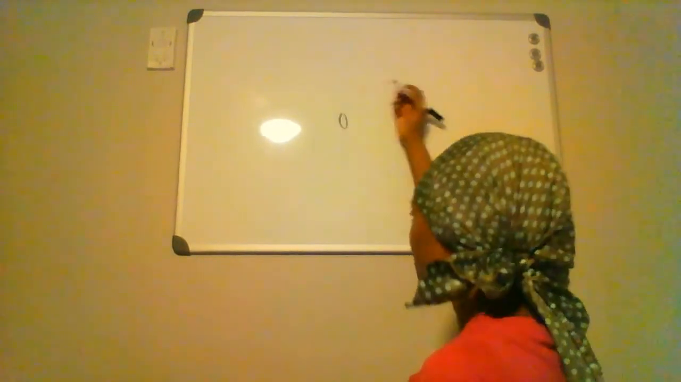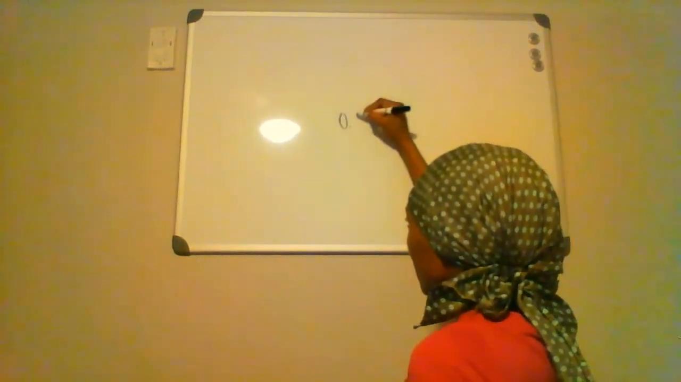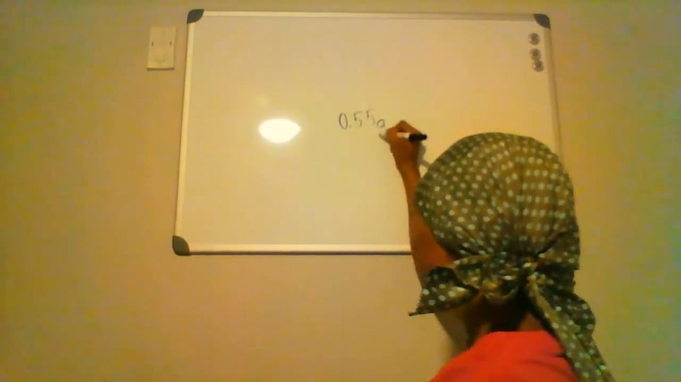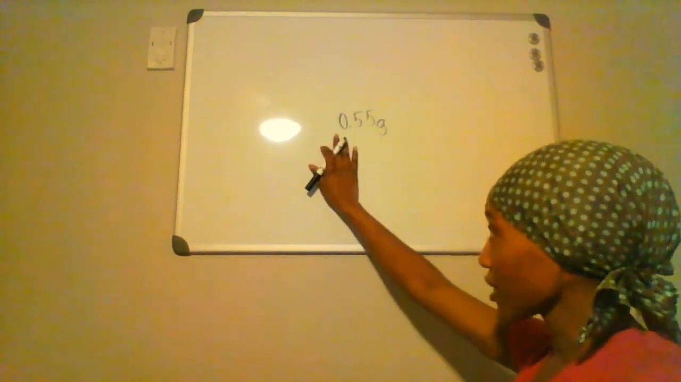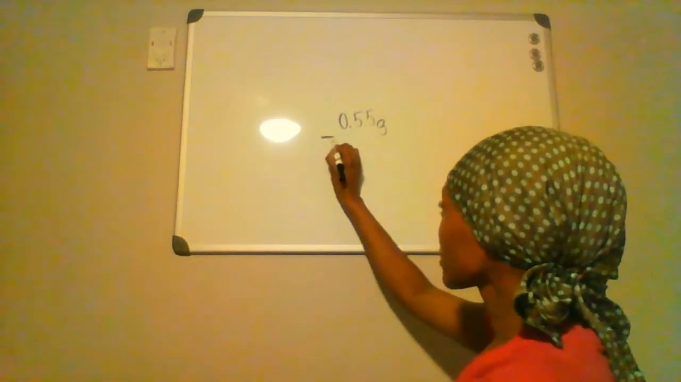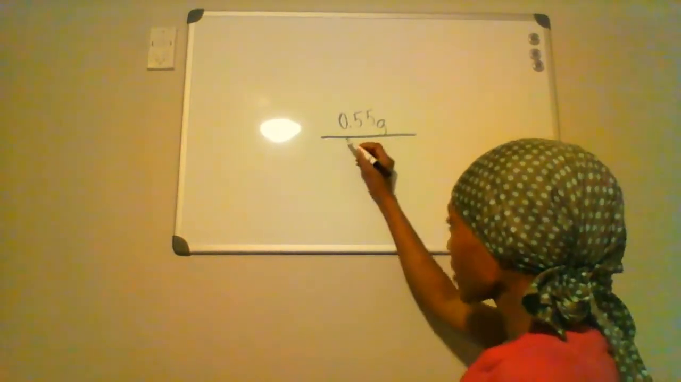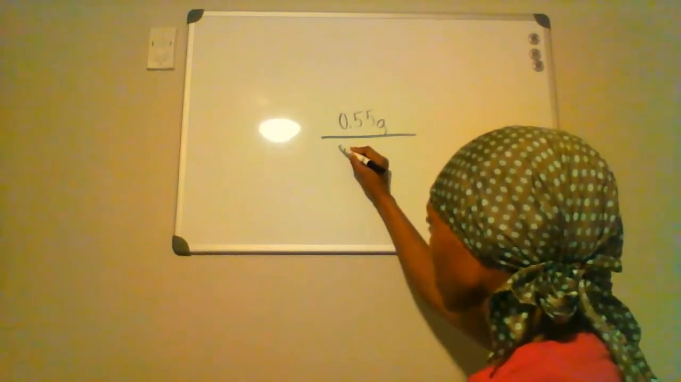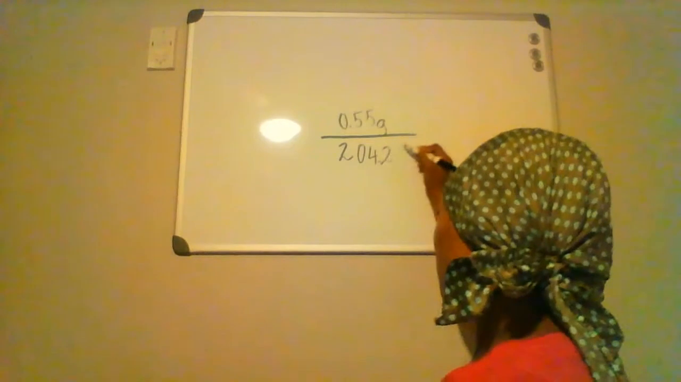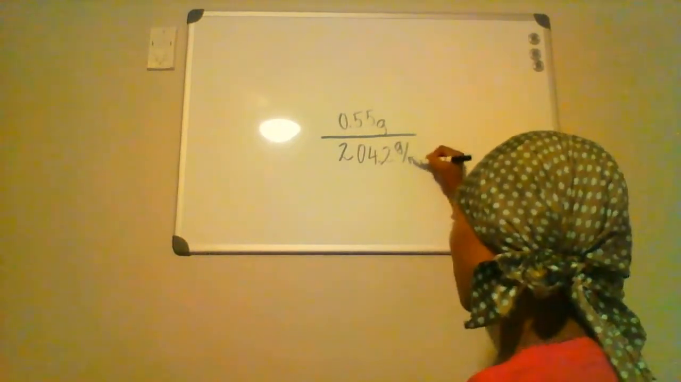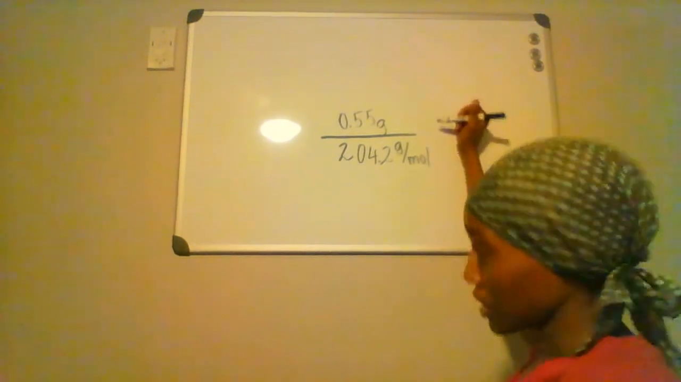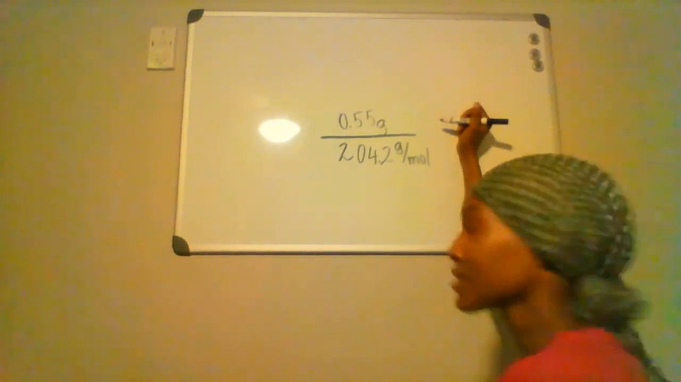You have something like 0.55 grams. So right away you can probably tell that this is the amount of a substance that you have or that's given in the question. And then let's say it has a molar mass of about 204.2 grams per mole. My question to you is, can you tell me how many moles are present in the substance?